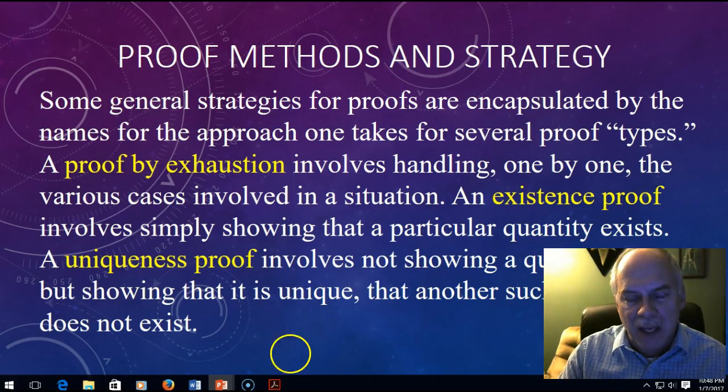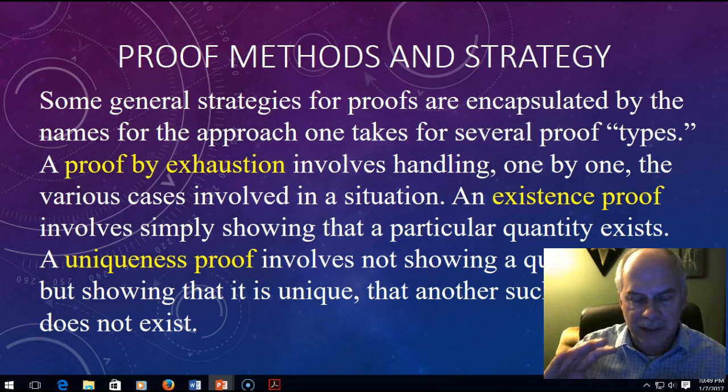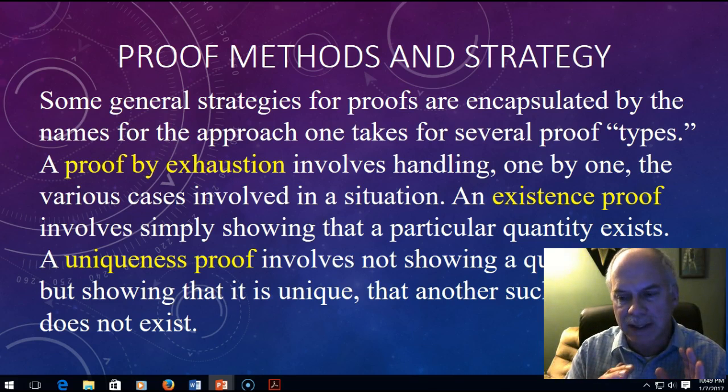Hello again. So now we're looking at section 1.8 of Rosen's text, Proof Methods and Strategies. Now, if I was to summarize this section, I would just say there's basically 3 or 4 different proof methods or strategy or types of proof that we're going to look at.